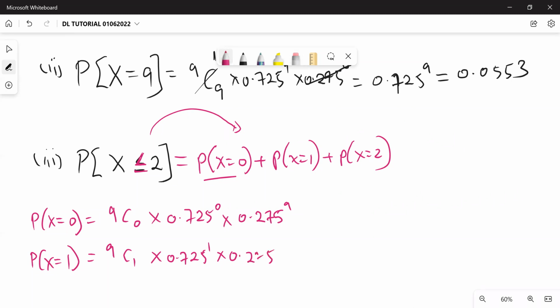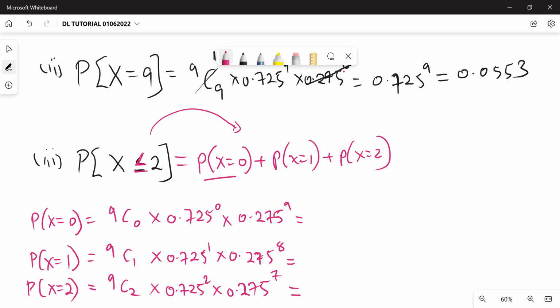0.275 power 9 minus 1, which is 8. Then finally, the probability that X is equal to 2 will be equal to 9 choose 2, multiplied by 0.725 power 2 times 0.275 power 9 minus 2, which is 7, is equal to that.